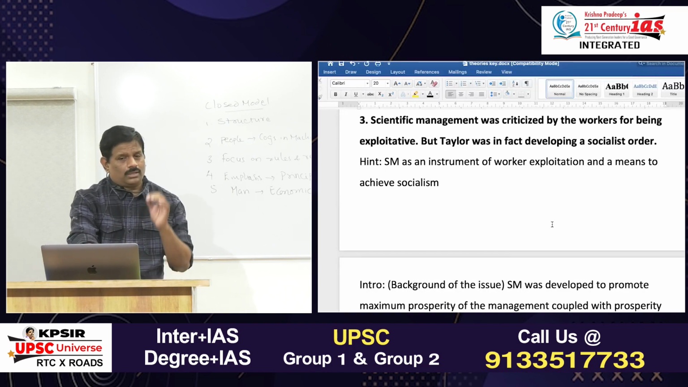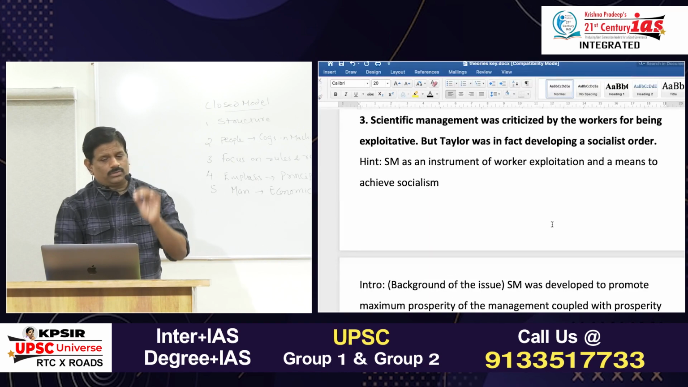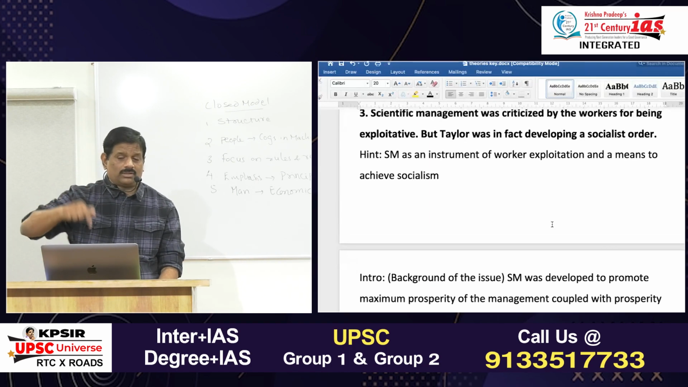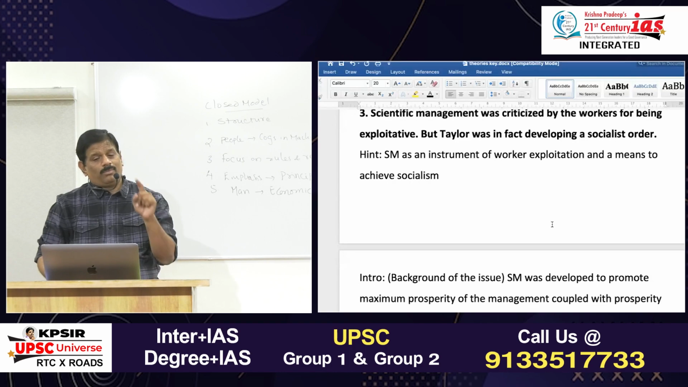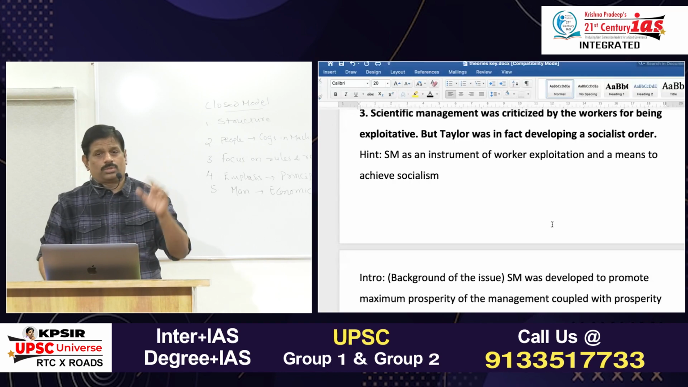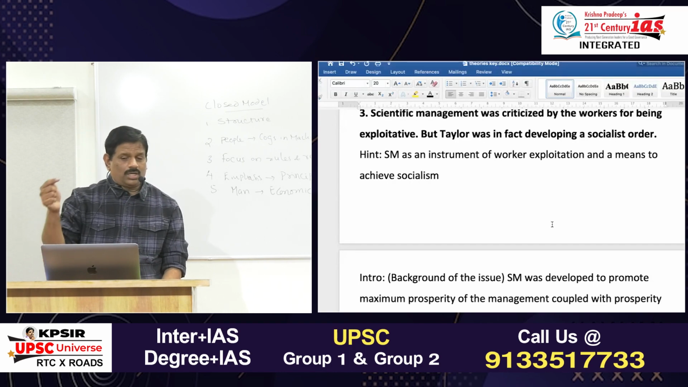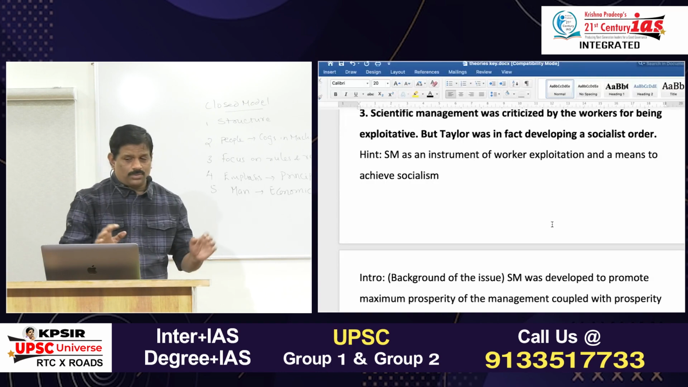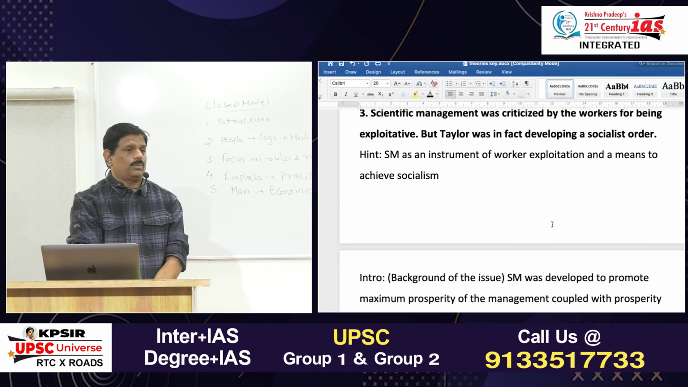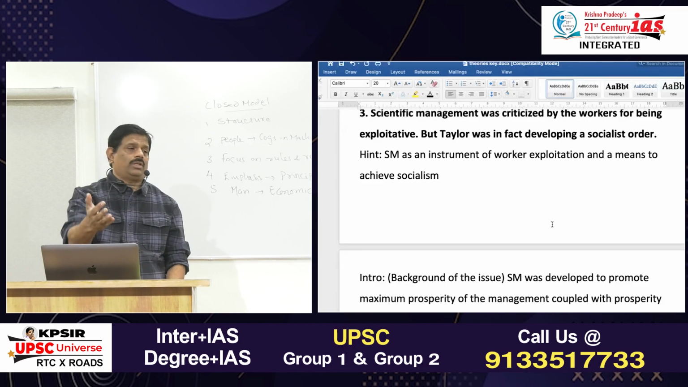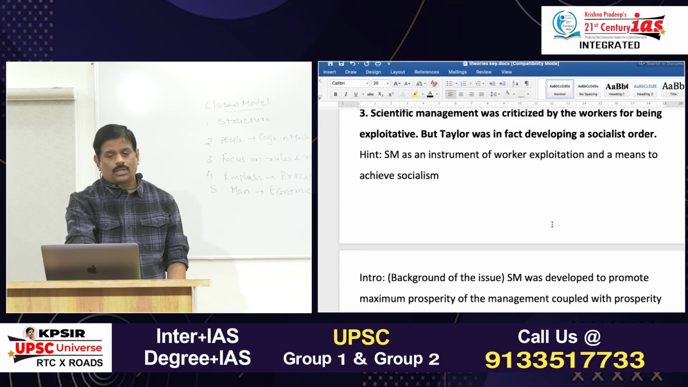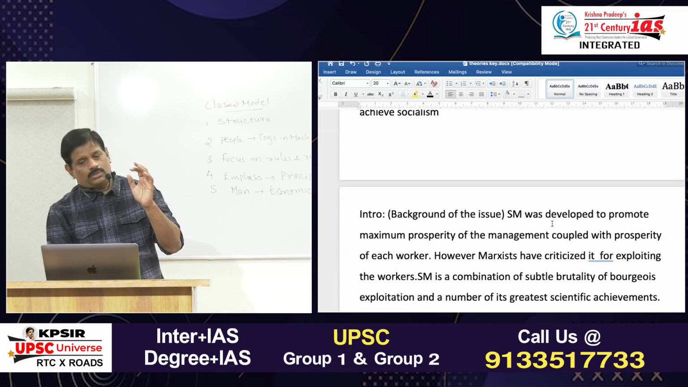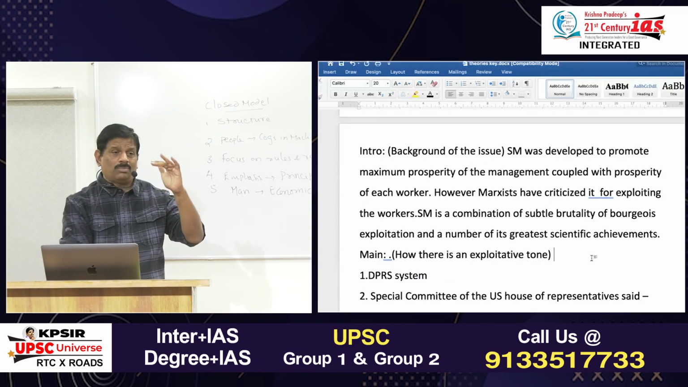So in the introduction, what you should talk about is scientific management is an instrument of worker exploitation and a means to achieve socialism both. It was treated as an instrument of worker exploitation, but actually it is a means to achieve socialism as well, but in a different way. So in the starting lines, you should write about the background of the issue. What is the background of the issue?